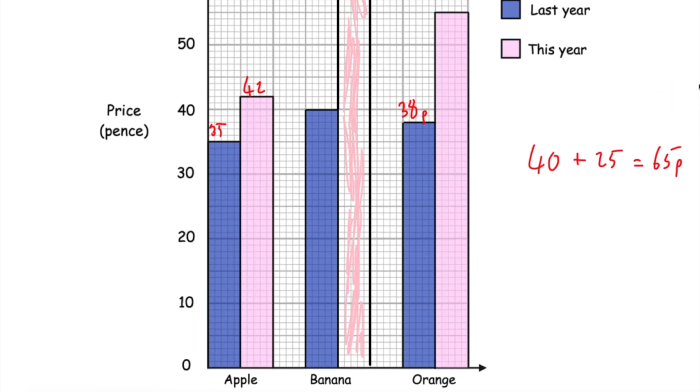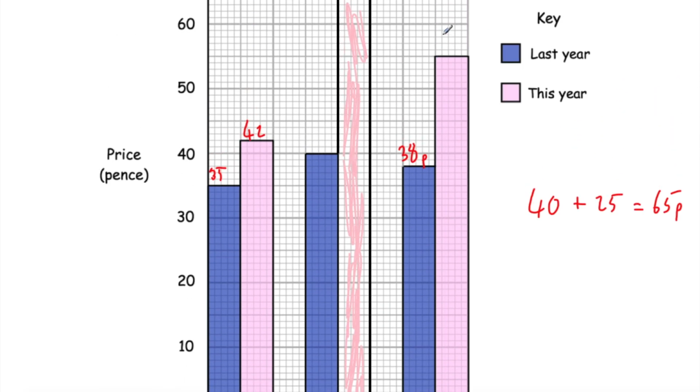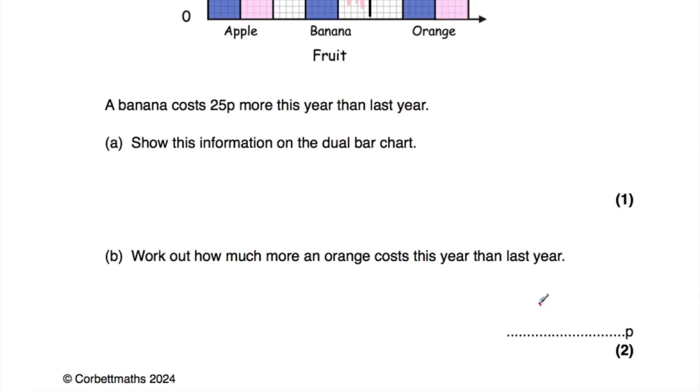And then in terms of this year, it's now 50, 55p. So you want to work out how much more it costs this year than last year. So we now just need to take those away. So we're going to do 55p, take away 38p, and that's equal to 17p. So it costs 17p more this year than last year. So 17p. And that's it. So we've completed that question. Okay, let's look at our next question.